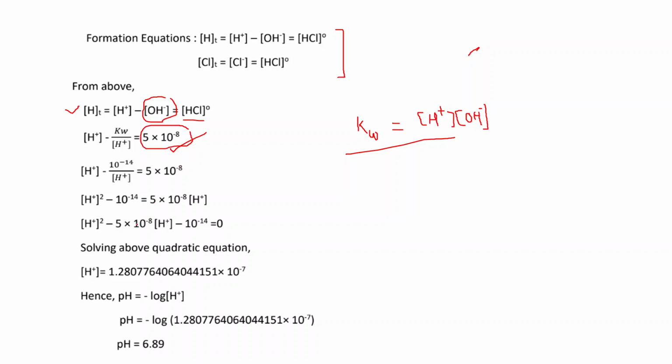Now just by solving this quadratic equation, we can solve this in a calculator or manually as well. We get H plus as this. So what is pH? pH is negative log of hydronium ion concentration. So the pH we got is 6.89.